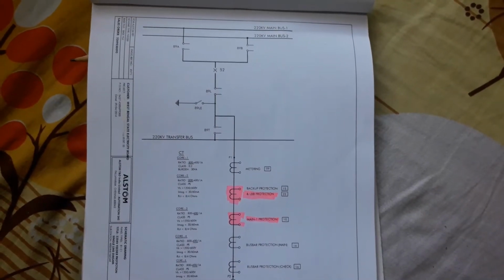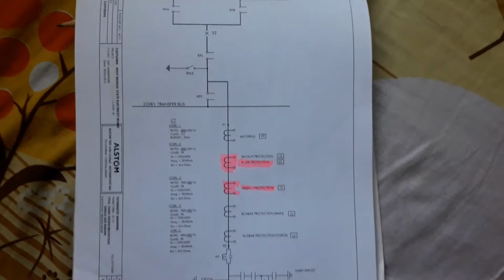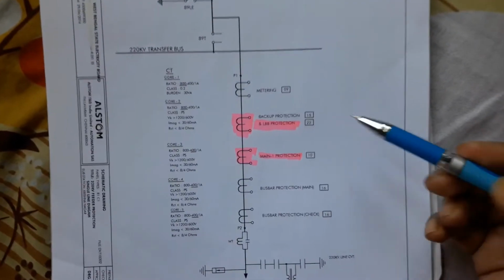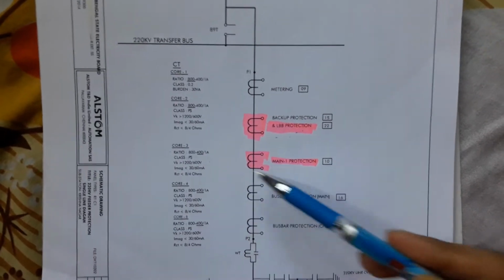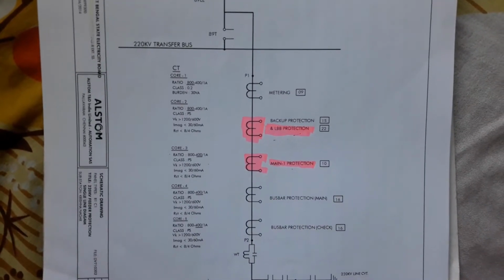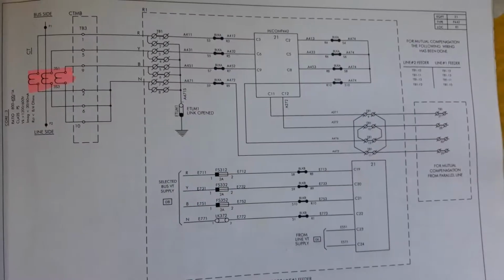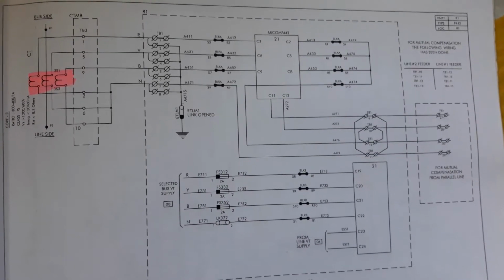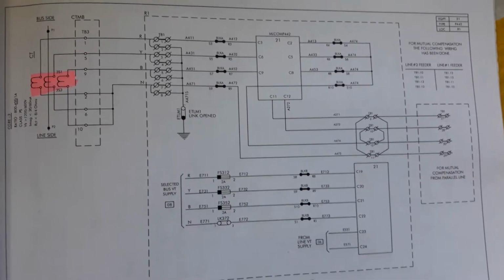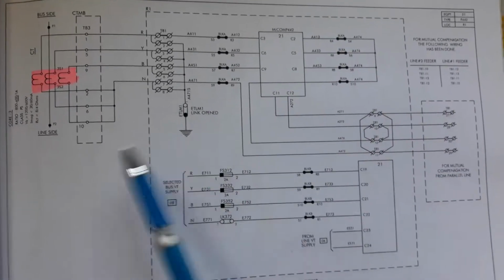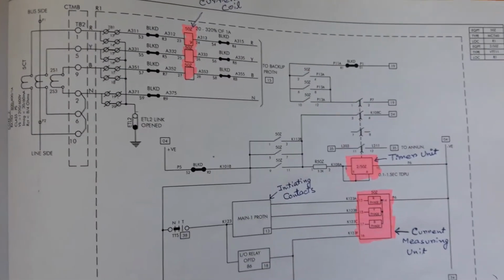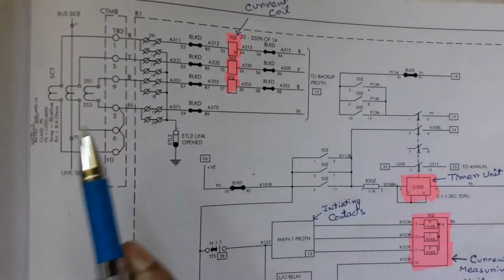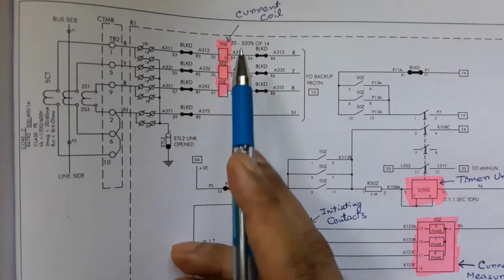In this site, a 5-core CT is used, whereas the second core is used for LBB protection and the third core of this CT is used for main one protection or distance protection. Details of the core 3 CT circuit used for distance protection are described in this sheet, whereas the core 2 CT circuit, which is connected with LBB protection, is described here.